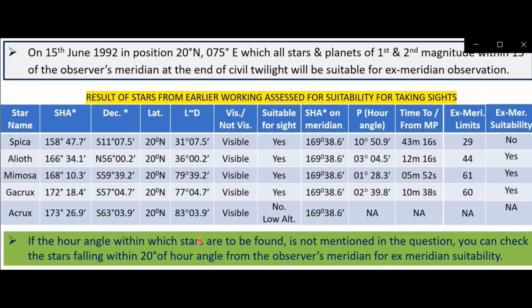Now, in some questions, the R angle is given, like in this case, to find the stars which are within 15 degrees of the observer's meridian. If this R angle limit is not given in the question, and we have to perform this check for X meridian observation, then we can check the stars falling within 20 degrees of R angle from the observer's meridian. So if this limit is not contained in the question, you can set this limit at 20 degrees and carry out a check that shall suffice our purpose.